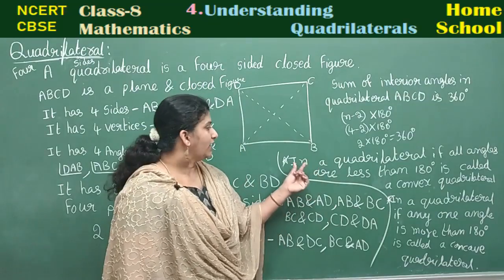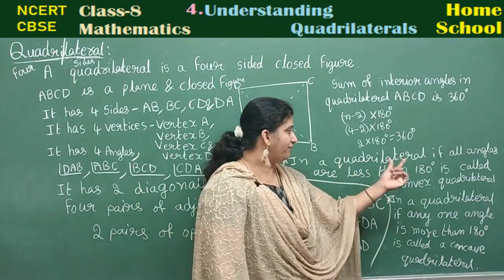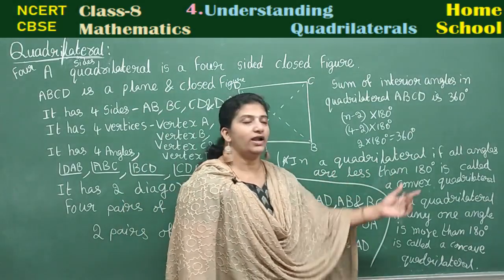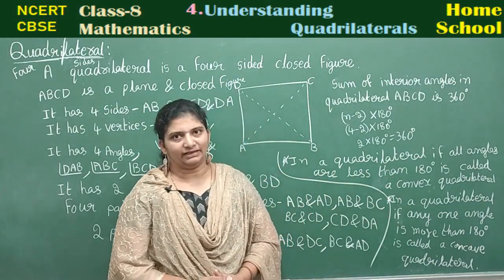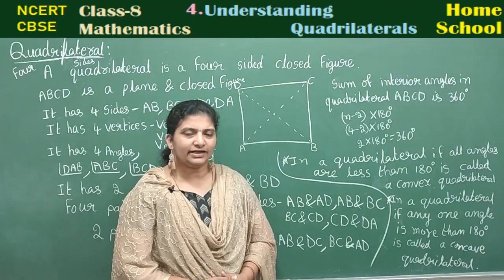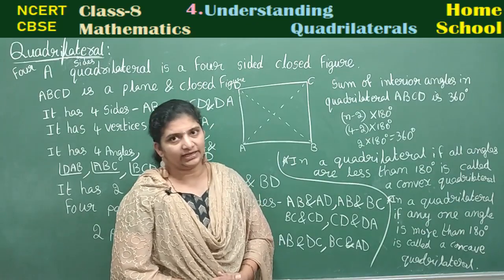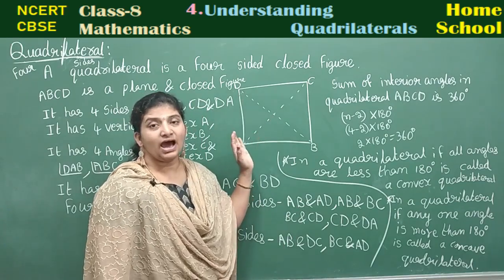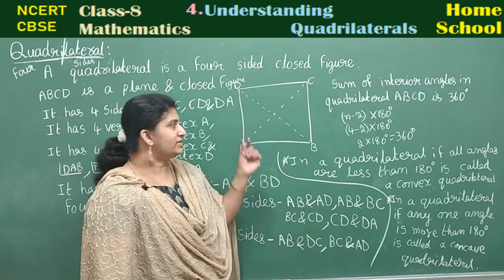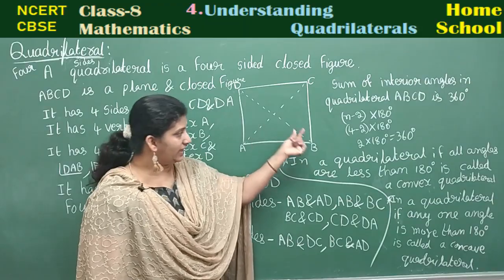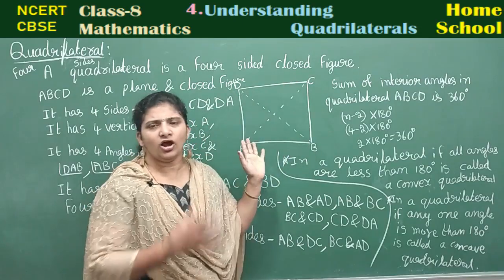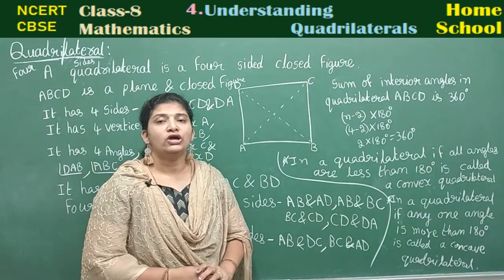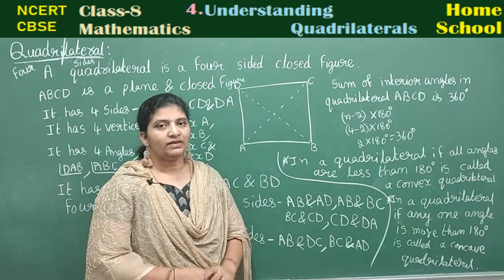Next point. In a quadrilateral, if all angles are less than 180 degrees, it is called a convex quadrilateral. What is that quadrilateral? It is called a convex quadrilateral. In a quadrilateral, if all angles are less than 180, meaning this angle may be less than 180, this less than 180, then we call this quadrilateral a convex quadrilateral.